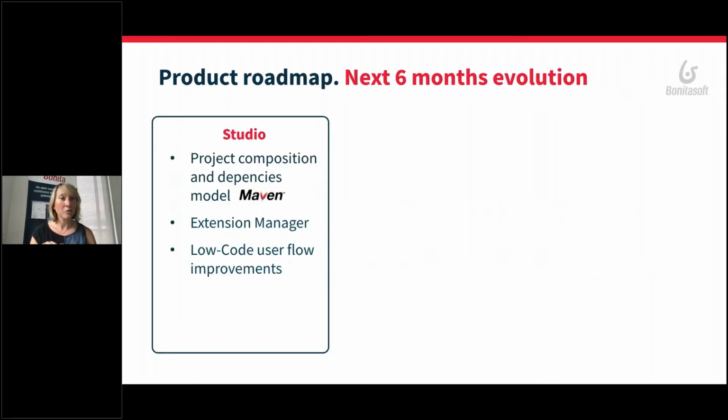So now if we go into a bit more detail, we have this month's evolutions between the different components. Last week, we discussed project composition, the Maven projects, and the extension manager that were available in 2021.2, but also the low-code user flow improvements through more automation in the low-code project flow creation.